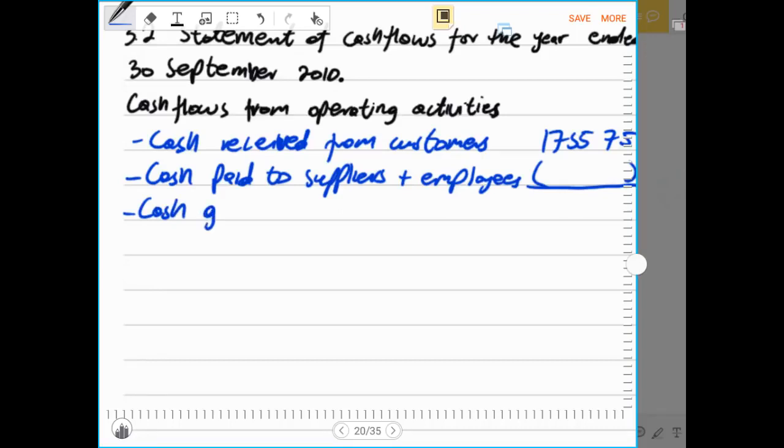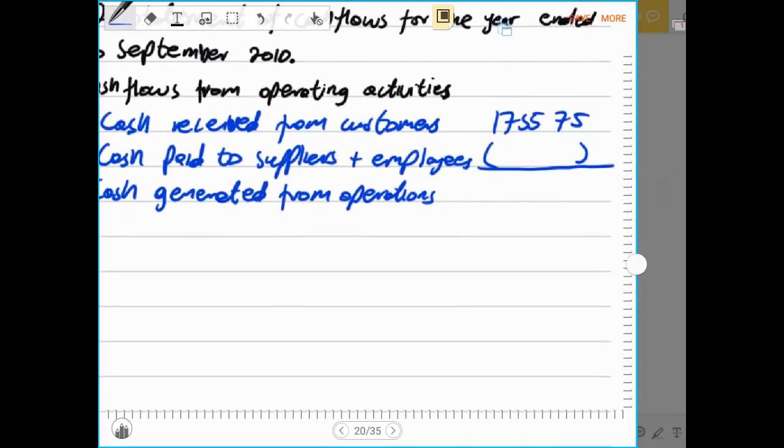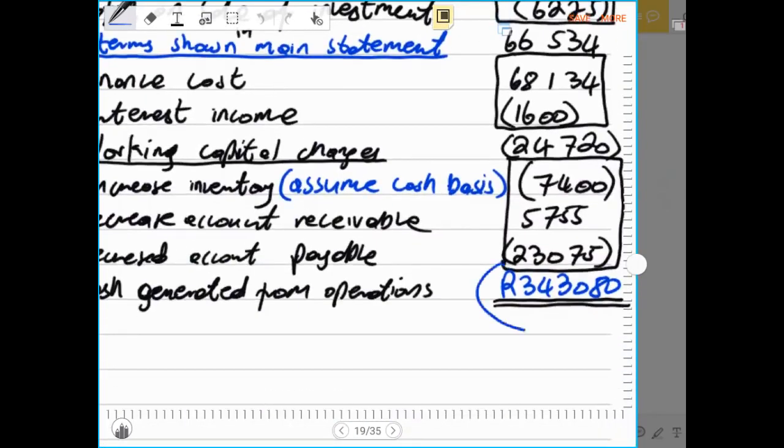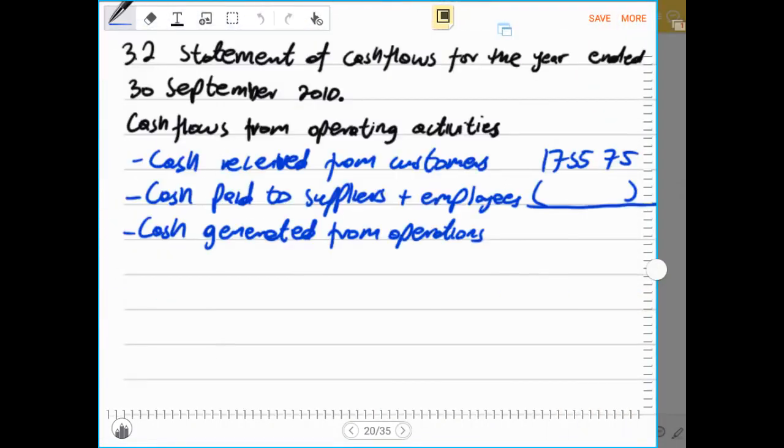Cash generated from operations. And our cash generated from operations was 343,084. It comes from the reconciliation note. Take note of that. Copy that as it is. 343,080. That is our cash generated from operations.